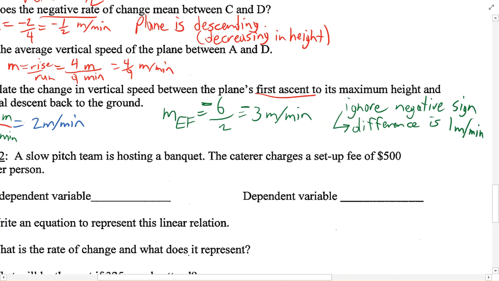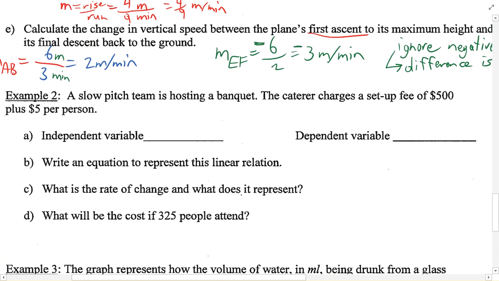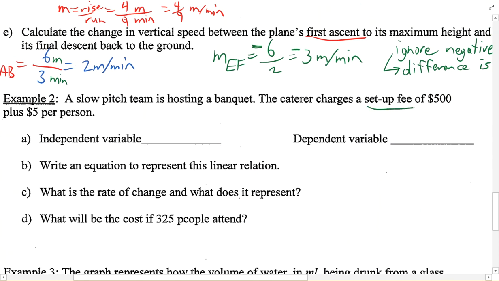Next one. A slow pitch team is hosting a banquet. The caterer charges a setup fee of $500, and it's $5 a person. So a setup fee, that's usually our code for a constant. Okay, and the $5 per person is our rate of change. Which is also our slope, which is our M value.